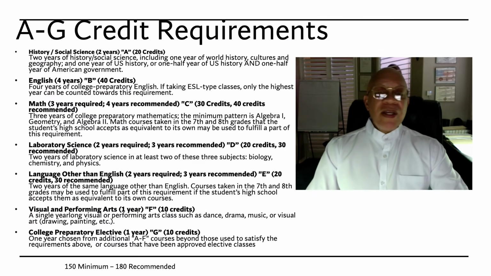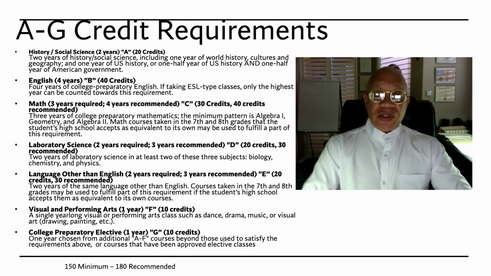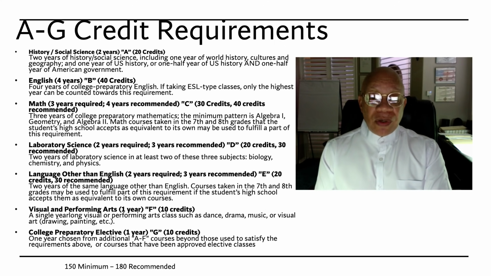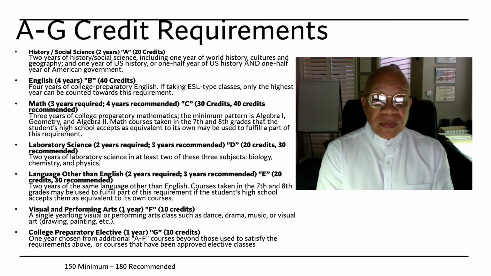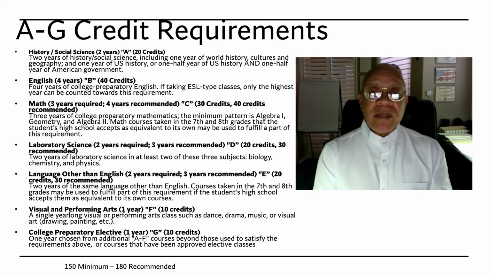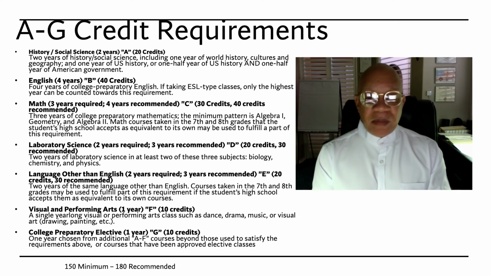Okay, so we also have what you call A through G requirements. These are the requirements that, in this case, California State University has laid down. If you want to enter from high school directly into a 4-year college university, you have to have the minimum. And these are the minimum courses that they are requiring, but you also have a recommended. If you're trying to get a scholarship, you have to do the recommended and above.